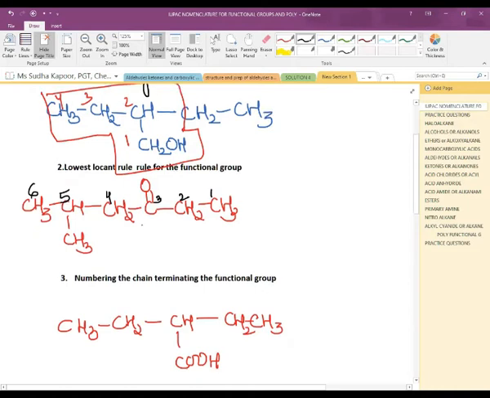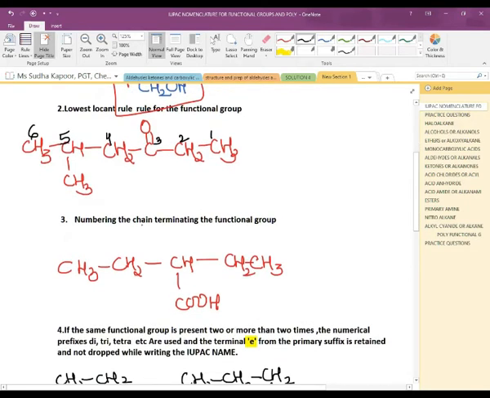Now numbering the chain terminating the functional group. We have to do the numbering from that end from where the functional group gets the lowest number. So let us see this example. We will try to give the lowest number to the functional group. So this becomes the branch and the total longest chain is of 4 carbon.